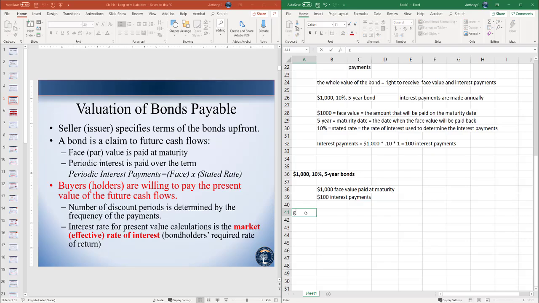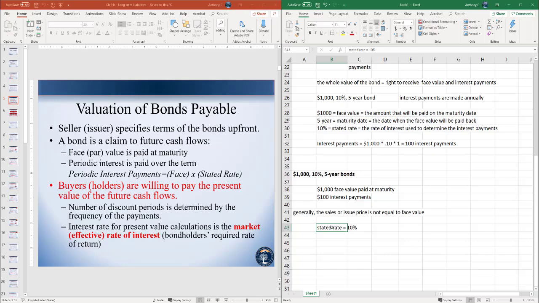So in other words, generally, the sales price, which we could also call the issue price, is not equal to face value. Now the reason why is because of the stated interest rate. So our stated interest rate is 10%. In other words, this is the rate that's stated on the bond, our contract that says how much interest we're going to pay.